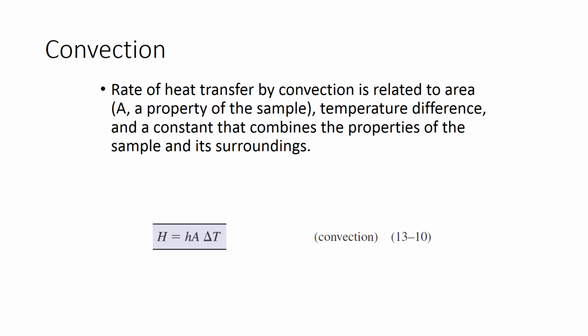The second mechanism we're going to study is called convection. The rate of transfer by convection is related to the area, a property of the individual sample, the temperature difference between different layers of the sample, and a constant that combines the properties of the sample and its surroundings, which we are abbreviating with a lowercase h in this situation. So let me go quickly through how convection works qualitatively, and then we'll take one more look at the quantitative version of this, and then we'll come back.